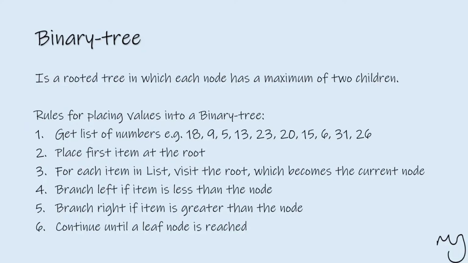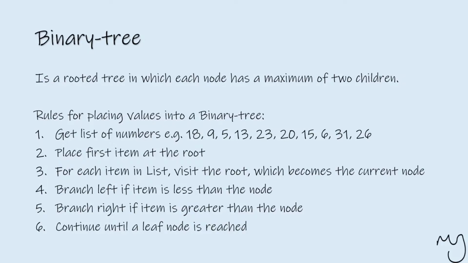Now, a binary tree is a specific type of tree. It's called a rooted tree, in which one node has a maximum of 2 children. And I'm going to give you an example here. First of all, with a set of rules of how we can go about placing values into a binary tree, and the order with which you do that based on the order with which you're given the values. And I'm going to give you an example of the following list of numbers: 18, 9, 5, 13, 23, 20, 15, 6, 31, and 26.